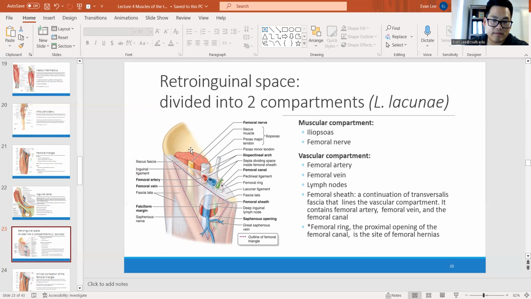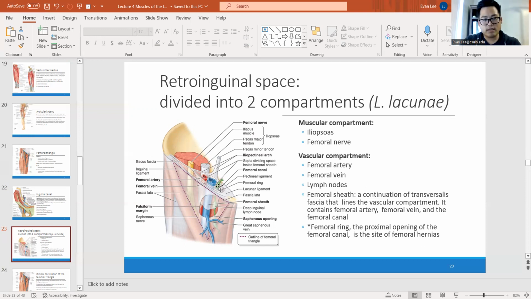And then you also have the muscular compartment, which is where you find the muscles that travel from the pelvic region down into the hip region or the thigh region. And that's where you have iliopsoas with iliacus and psoas major. So right back here, you can see the muscles, that's the muscular compartment. But then the vascular compartment, you can see here with femoral artery, vein, and then lymph nodes.